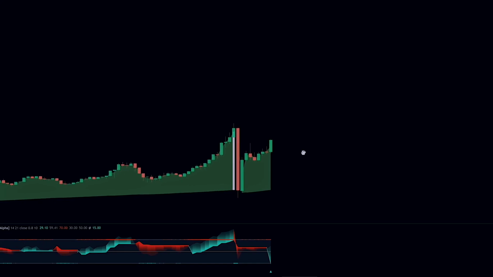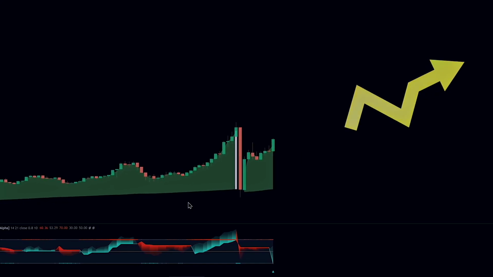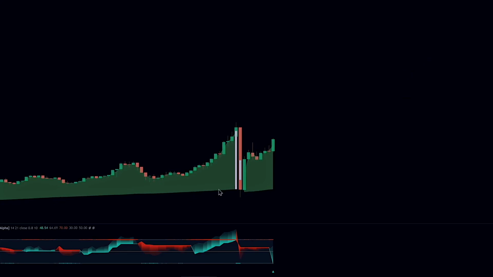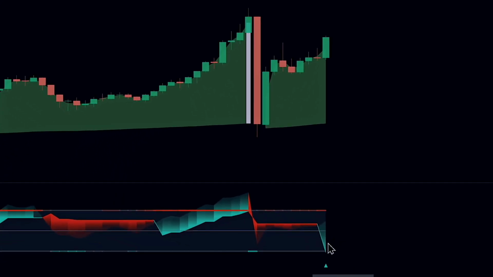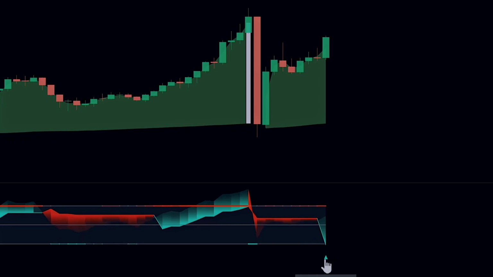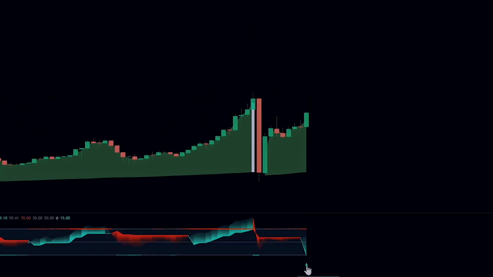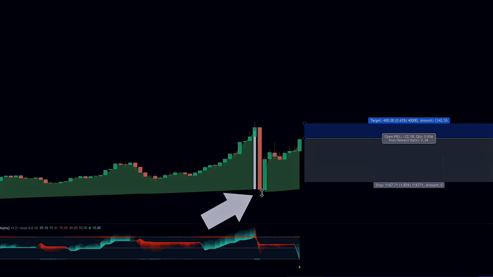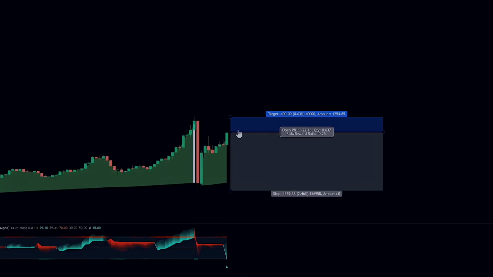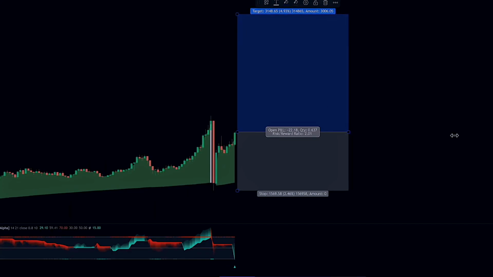For a long trade, the first step is confirming that the market is in a bullish trend. This is done by checking if the trend ribbon on the SuperTrended moving average is green. The second and final step is waiting for a buy signal from the SuperTrended RSI, indicated by a green upward arrow. This means the market has pulled back within a bullish trend, increasing the likelihood of upward movement. Once these conditions are met, we enter a long trade. The stop loss is placed below the most recent swing low, and we set a profit target using a 1-to-2 risk-reward ratio.